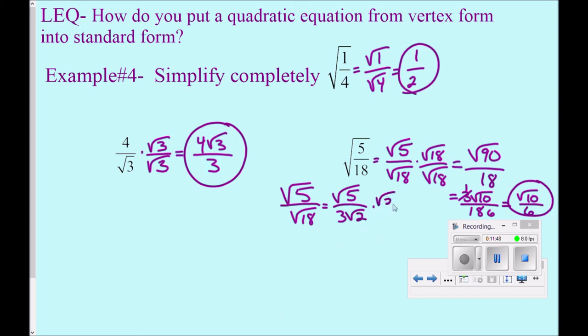So multiply by root 2 over root 2. And root 5 times root 2 is root 10. Root 2 times root 2 is 2, and 2 times 3 is 6. So either way, I'm getting the square root of 10 over 6.